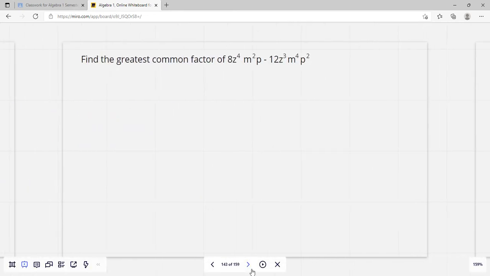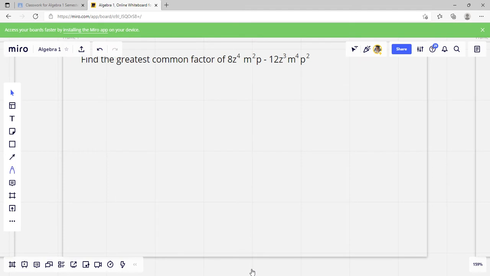Alright, so this asks us to find the greatest common factor between these two terms right here. And we've already done greatest common factor when you're doing fractions. So to find the greatest common factor, first we're going to look at the numbers. So we've got 8 and 12, and the greatest common factor between 8 and 12 means something that goes into 8 and something that goes into 12.